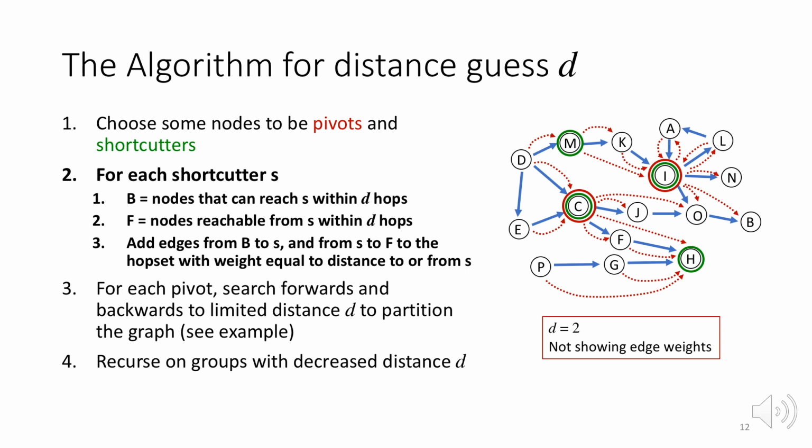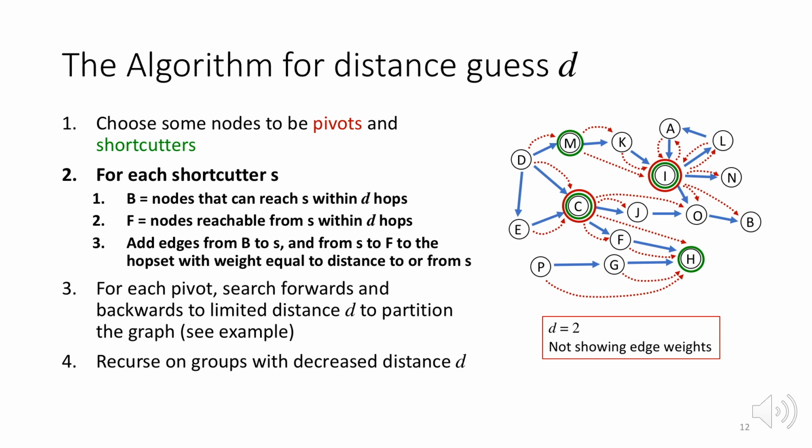For each shortcutter, which again are the nodes circled in green, M, C, I, and H, we're going to define B to be the nodes that can reach the shortcutter within d hops, and F to be the nodes that are reachable from the shortcutter within d hops. Then we add the edges from B to the shortcutter and from the shortcutter to F to the Hopset with weight equal to the distance.